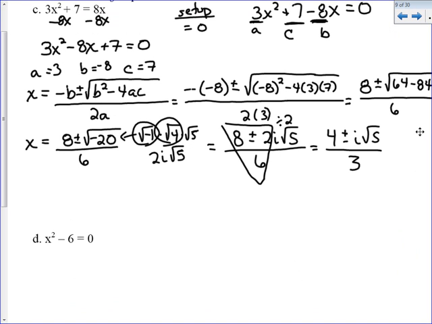Am I ready to box? I need to split it up. This one's imaginary. Imaginaries need to be in the form a plus bi. So we're going to have 4 over 3 plus or minus i square root of 5 over 3.